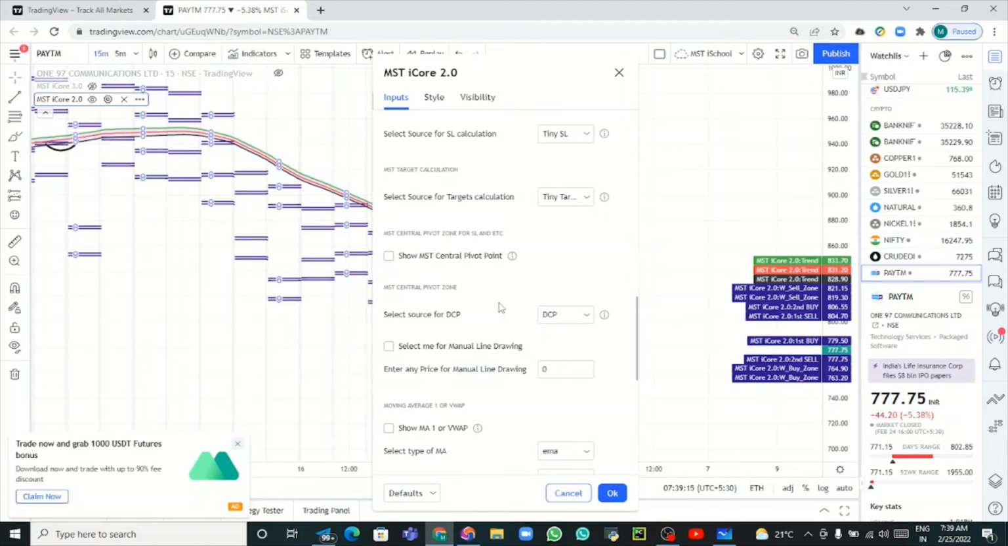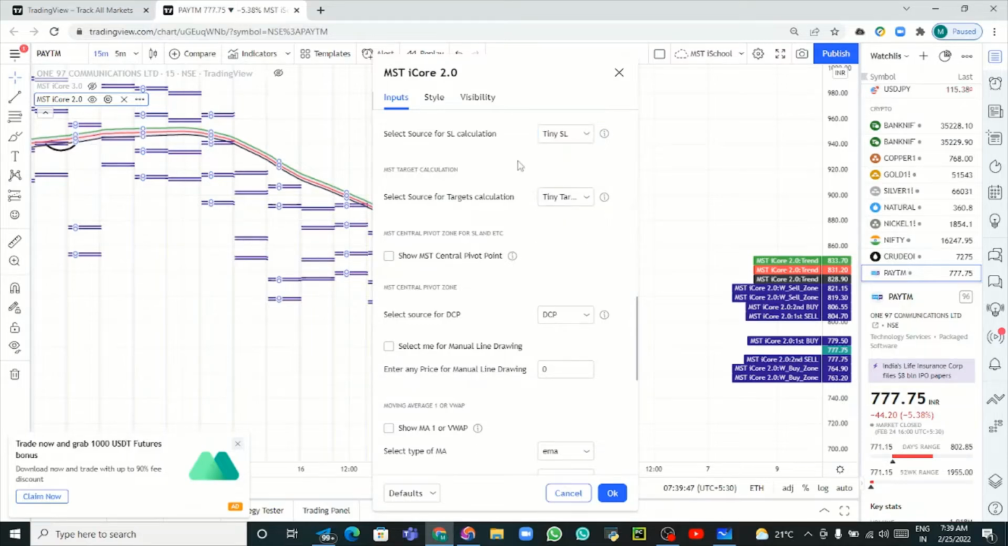Suppose you are a small trader and you cannot take more risk. In such cases, we have given different options. What are the different options we have given? Tiny SL. The SL will be very small, and you can keep a big SL or small SL, normal targets, big targets, or big 2 targets. Consider this is 1:1, this is 1:2, 1:3, 1:4, and 1:5. If you are taking 1 point risk, then you can book 2 points reward.